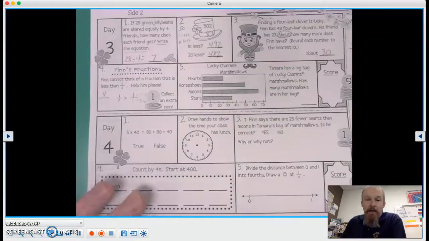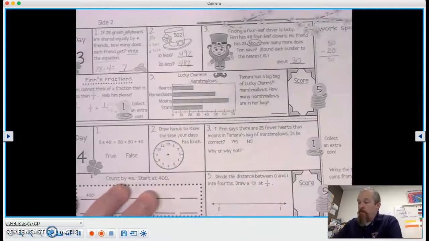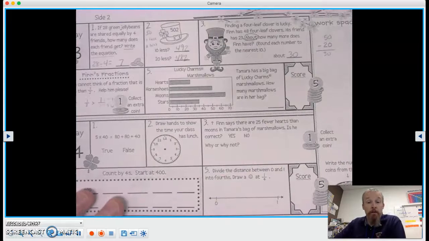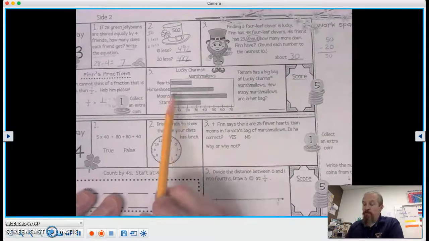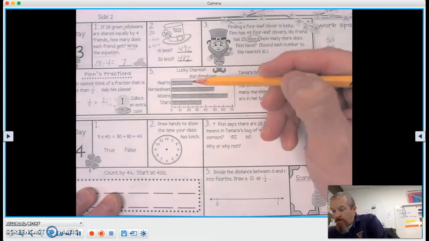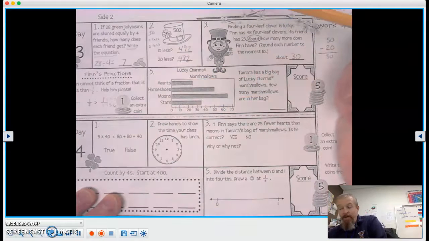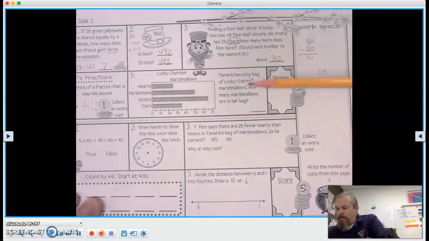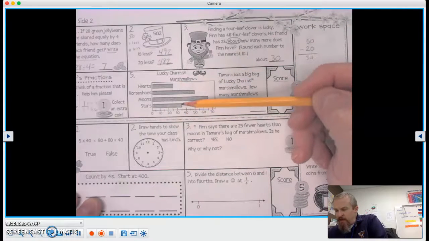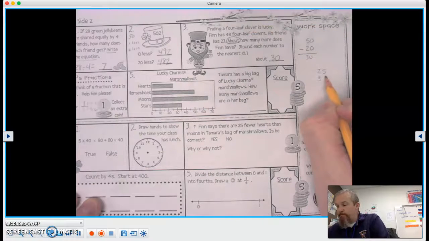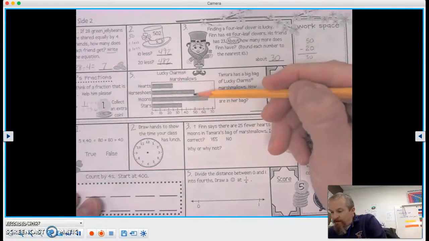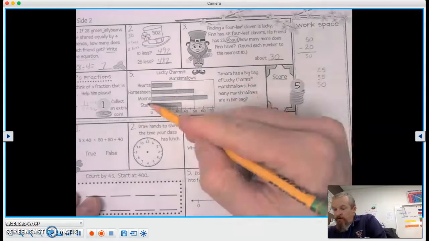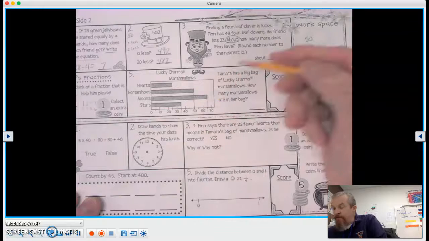All right, number 5. Lucky Charms marshmallows. Tamara has a big bag of Lucky Charms marshmallows. How many marshmallows are in her bag? Well, let's look at them all. So there's 4 kinds of marshmallows in her bag. Hearts. That's about 25. Okay, so I'm going to write a 25 over here. And let's see, next up we have stars. Well, that's 35. Okay, and horseshoes are 50. And, whoa, moon's way up here to 75.